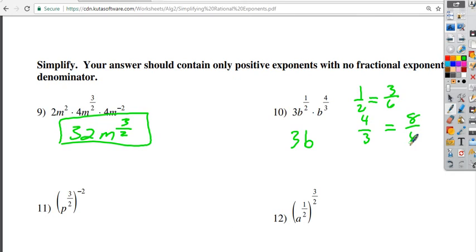Now again, you're not having to simplify this into your radical form because I'm telling you not to. I just want the basic rational exponent simplified form.